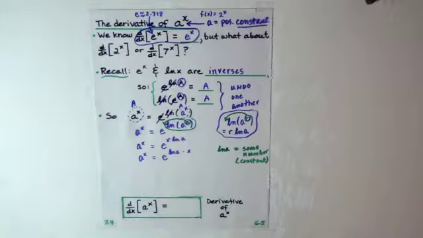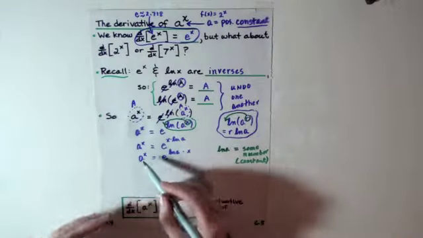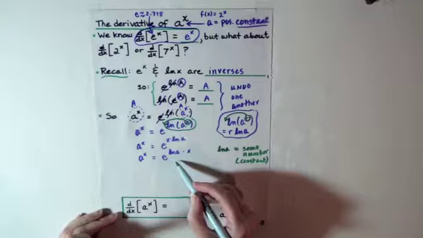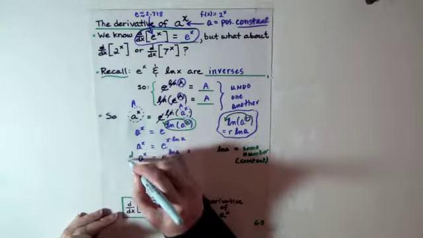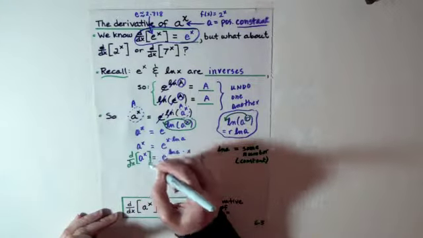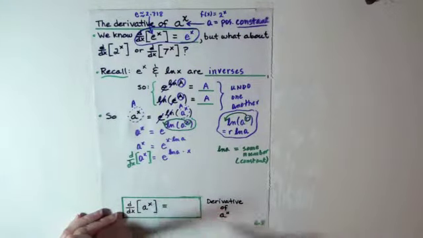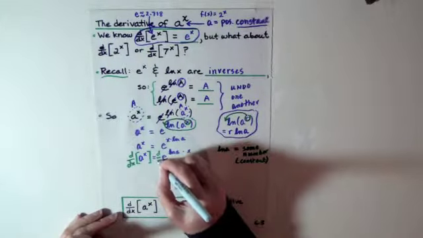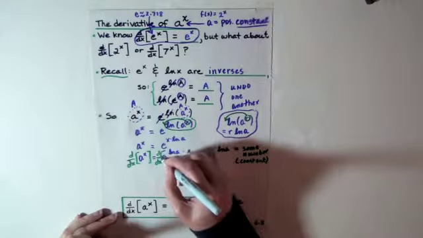Okay, next thing I'm going to do is I'm going to say, well, the left side of my equation equals the right side of my equation. So the derivative of the left side, which is actually what we're hoping to find, we want to find a formula for the derivative of a to the x, should be equal to the derivative of the right side.